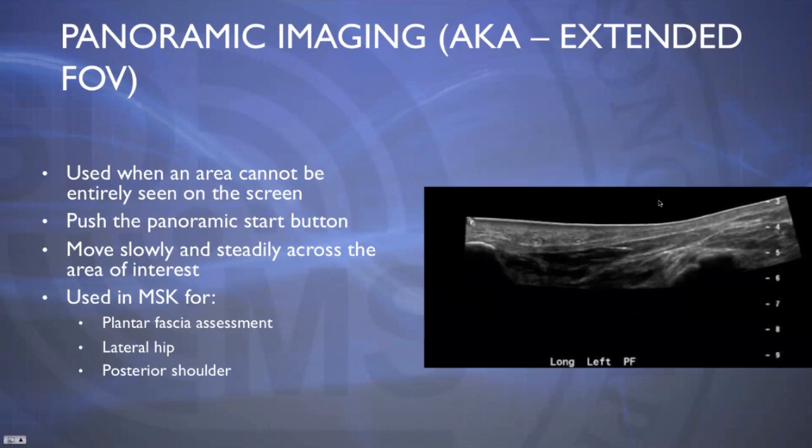We can also utilize panoramic imaging or extended field of view, and this is used when we cannot see a structure entirely on the screen. We use it in MSK for plantar fascia assessment, which is what we're noting here in this image. We can also use it for the lateral hip and posterior shoulder.